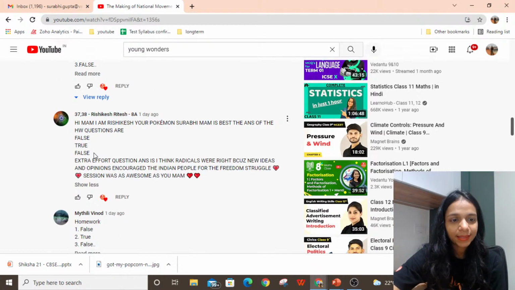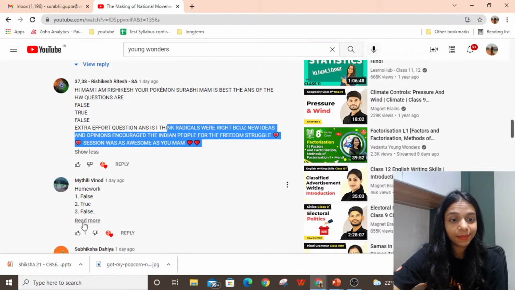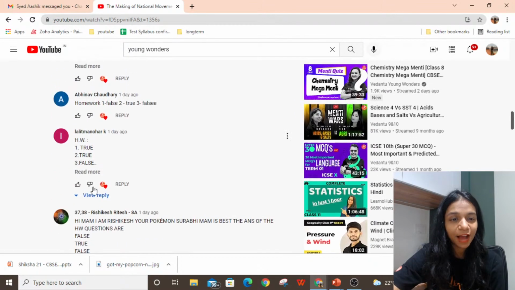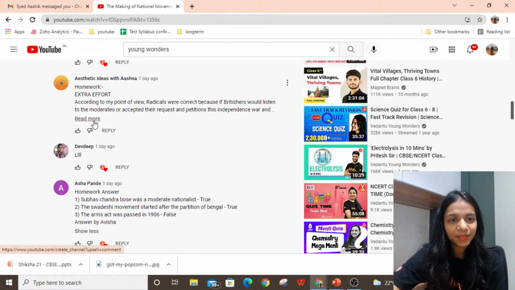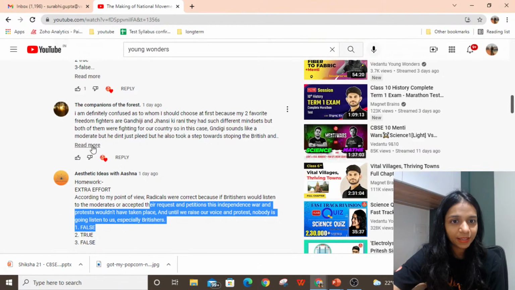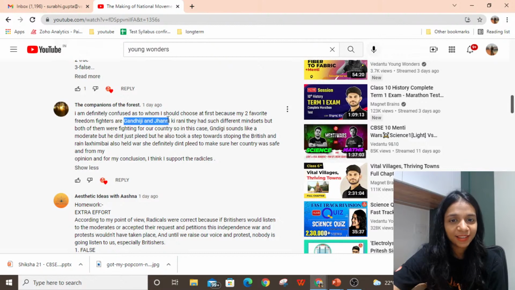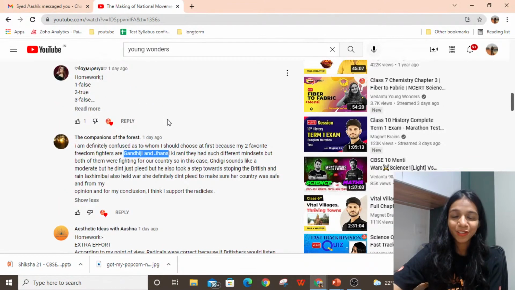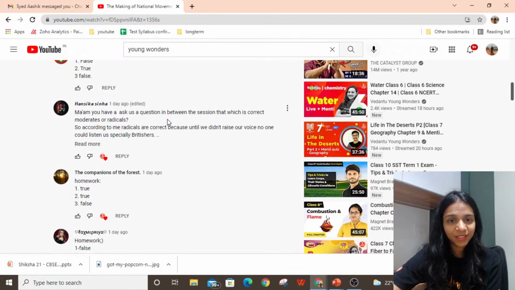Radicals were right because new ideas and opinions were encouraged amongst the radicals. काफी radical की तरफ ये सारा common section जा रहा है. It seems that radicals were correct because if Britishers would listen to moderates, then we would not have gotten independence. अच्छा, ये अलग आंसर है. ये बोल रहा है कि two favorite freedom fighters हैं, गांधी जी and झांसी की रानी. Right, Gandhiji was someone who pleaded for non-violence, and Rani of Jhansi actually fought against the British.